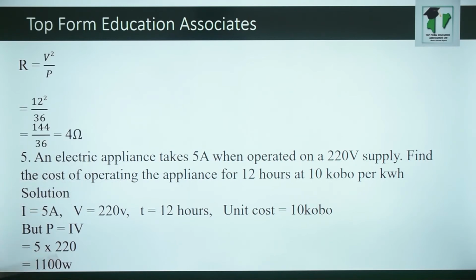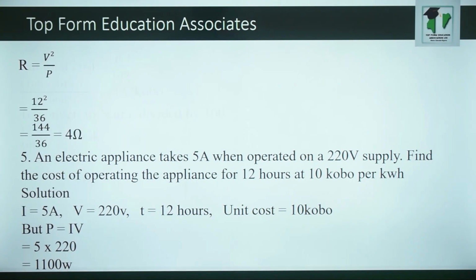First of all, I want to get the power. P is equal to what? IV here. Because we want to get the formula that total cost is equal to PCT over 1000. We want to get the power first. It's not given to us. P is equal to IV. So I here is 5. The V is 220 volts. If you multiply all, you have 1100 watts.